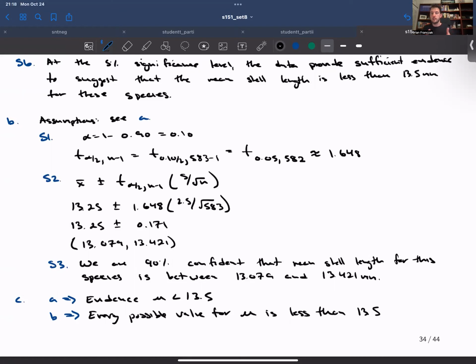The confidence interval is saying the mean is between 13.08 and 13.42. The hypothesis test is saying that there's evidence that the mean is less than 13.5. So that's the same conclusion. They're basically saying there's evidence that the mean is less than 13.5. So the two agree in that both suggest mu is less than 13.5 millimeters.